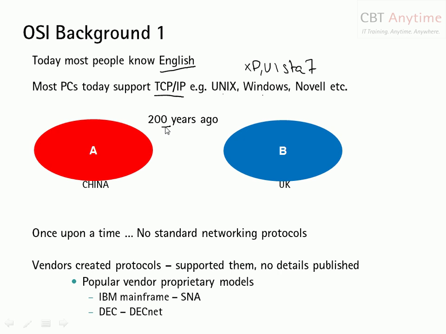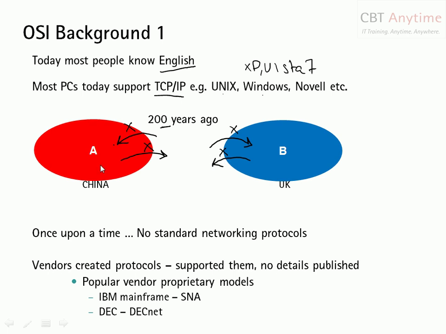Imagine 200 years ago, person A was born in China, and the law in China said no one comes into China and no one will be allowed to go out of China. So if you're born in China, you stay in China for the rest of your life. That's pretty cruel, isn't it? But anyway, similarly, this guy B was born in the UK, and the law in the UK was pretty much the same. No one comes into the UK, no one goes out of the UK. So if you're born in the UK, you stay in the UK for the rest of your life.